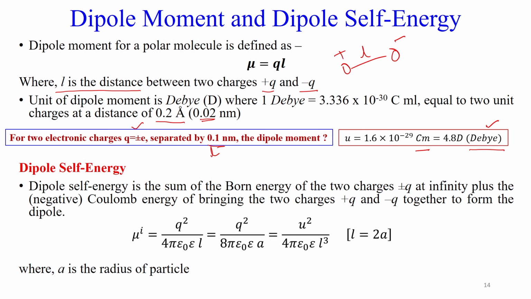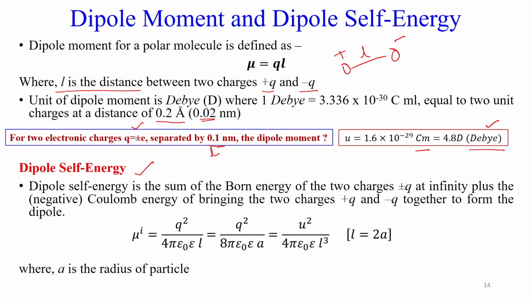Similar to the Born or solvation energy, dipoles also have the dipole self energy. This is very much similar to the Born energy. So, we will simply write a similar expression as we discussed for the Born or the solvation energy of ions. It will be q square upon 4 pi epsilon naught epsilon L.